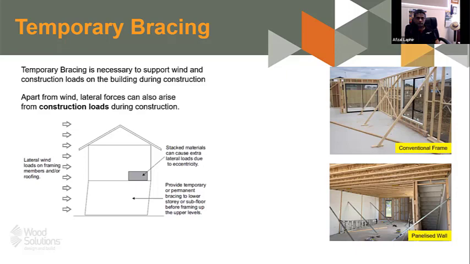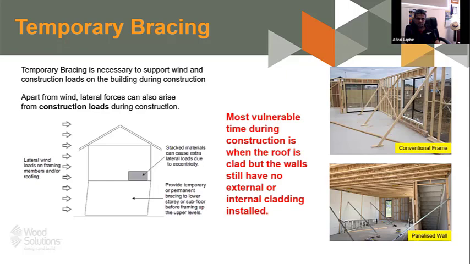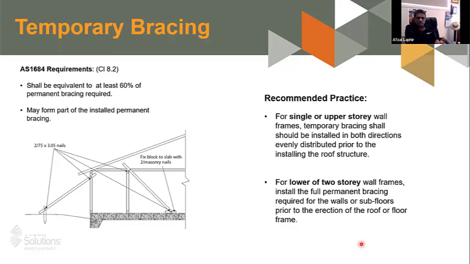And the critical part there is that the most vulnerable time during construction is when the roof is clad, but the walls still have no external or internal cladding installed. So how do we deal with it? Now, the code says have equivalent to at least 60% of the permanent bracing required. So I think there is an AS1684 guide, which I'll just mention quickly. For single upper storey and for lower storey structures, before you install your wall frame, make sure your lower level walls have got the full permanent bracing installed and fully fixed. But for more reading, refer to the AS1684 user guide.